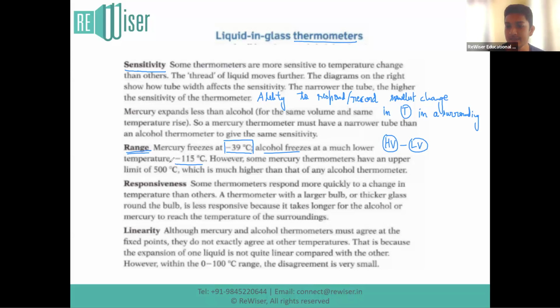Although sometimes, like I said, we also do use alcohol. And mercury thermometers also have an upper limit of 500 degrees Celsius, which is higher than that of an alcohol thermometer.